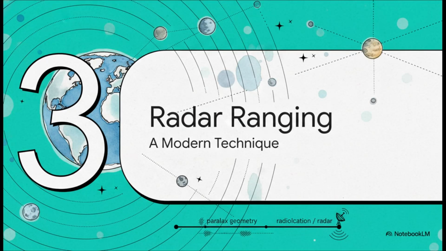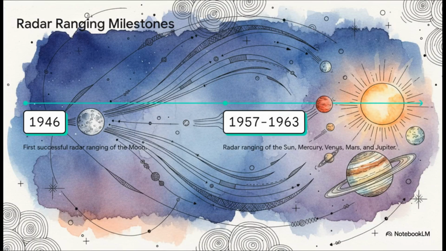Now, parallax was revolutionary, but in the 20th century, we developed a more direct, physical method for measuring our solar system, radiolocation, or as it's more commonly known, radar ranging. This method doesn't rely on angles, but on the constant speed of light. The development of powerful radio technology provided this new tool. As you can see, the first success was bouncing a radar signal off the moon in 1946. Just over a decade later, we were accurately ranging Venus, Mars, and even Jupiter, providing an independent and highly precise verification of the distances first calculated using parallax.